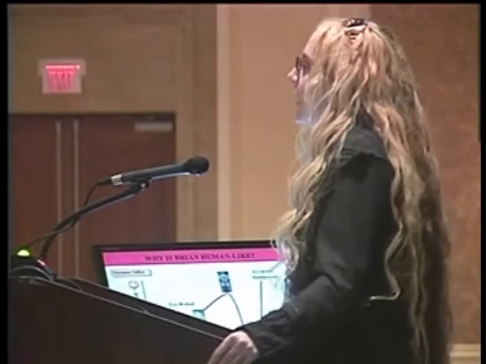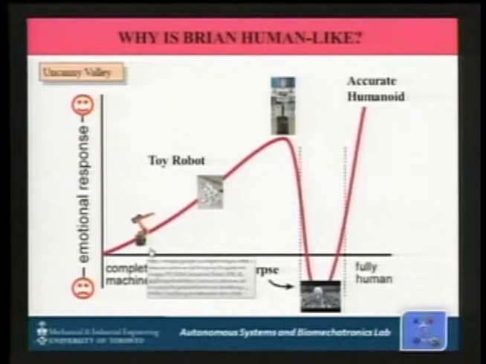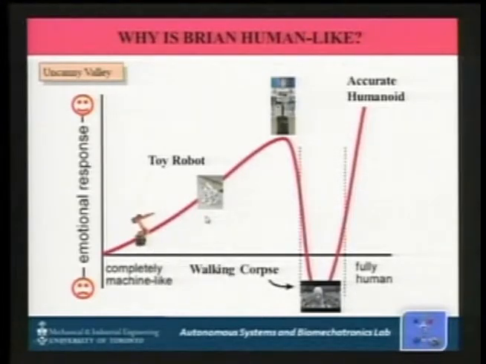So if you think of designing a robot, we usually use a scale called the uncanny valley. And what it really tells you is your emotional response, or an emotional response of a person, with respect to what the robot looks like. So we go from completely machine-like, which are these robotic arms that you see in manufacturing plants, to robotic dogs. And we can go all the way to humanoids over here.